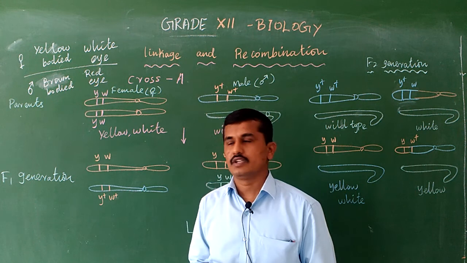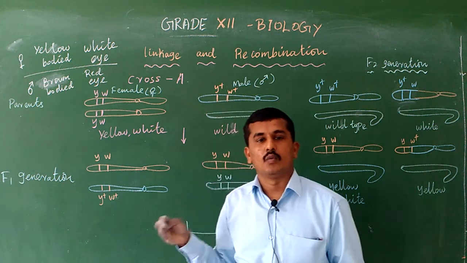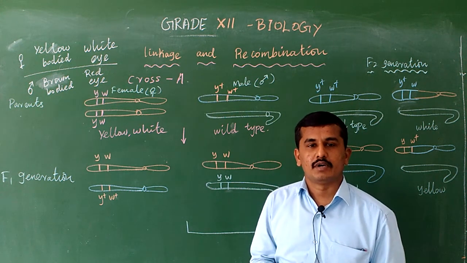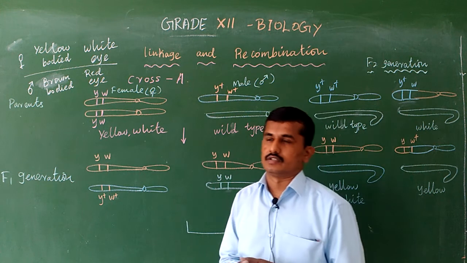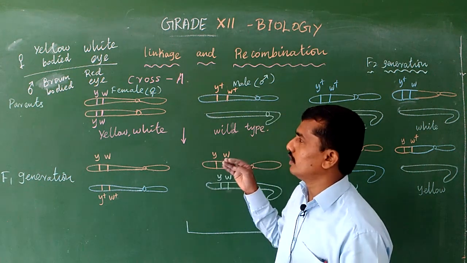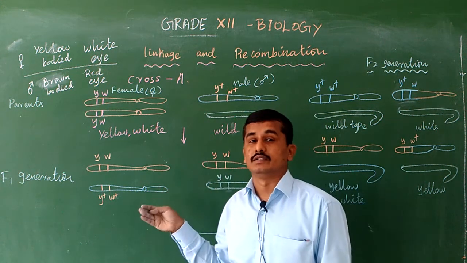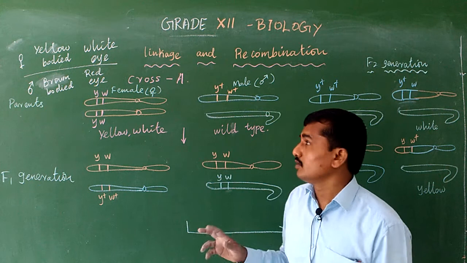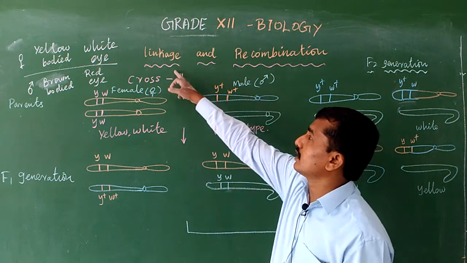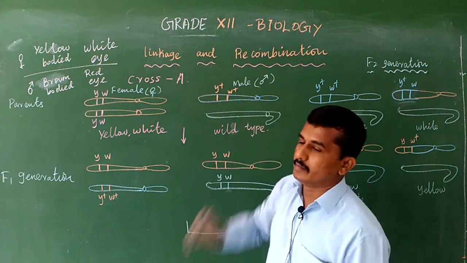In the last video we learned why T.H. Morgan selected Drosophila melanogaster. Now, with the use of this research, how did T.H. Morgan prove the chromosomal theory of inheritance? With the use of linkage and recombination. Now we learn linkage and recombination.